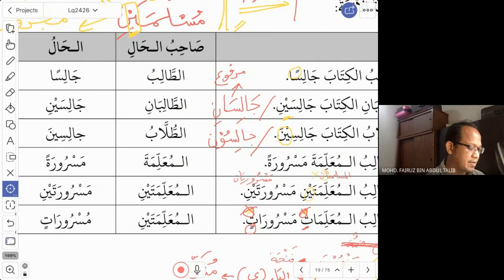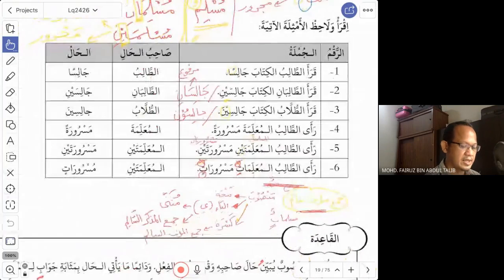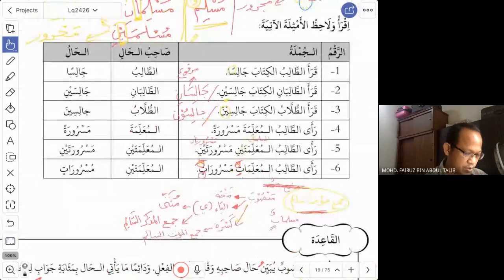And finally, if you look at all these words, they are all in the nakira form, which means they do not have alif lam. So we don't say qara'a at-talibu al-kitaba al-jalis. No. We have to say jalisan without the al. Okay, so this is the summary of the lesson al-hal. So you can watch the video again. Inshallah, I will upload it today.